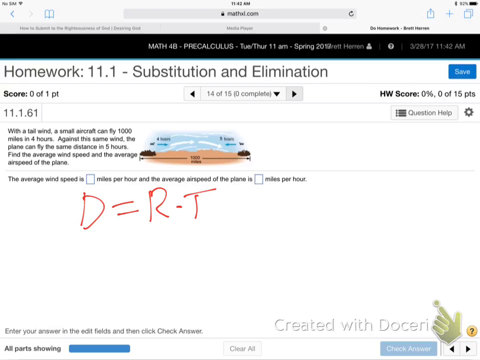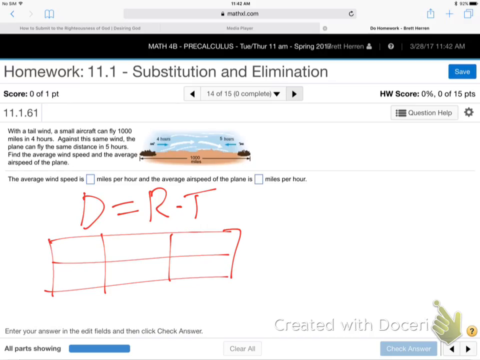Tailwind: a small aircraft can fly 1,000 miles in 4 hours. Against the same wind, the plane can fly the same distance in 5 hours. Normally I put boxes underneath them, which kind of helps. So we've got with the wind and against the wind. We don't have two different planes, just the plane with the wind and the plane against the wind.